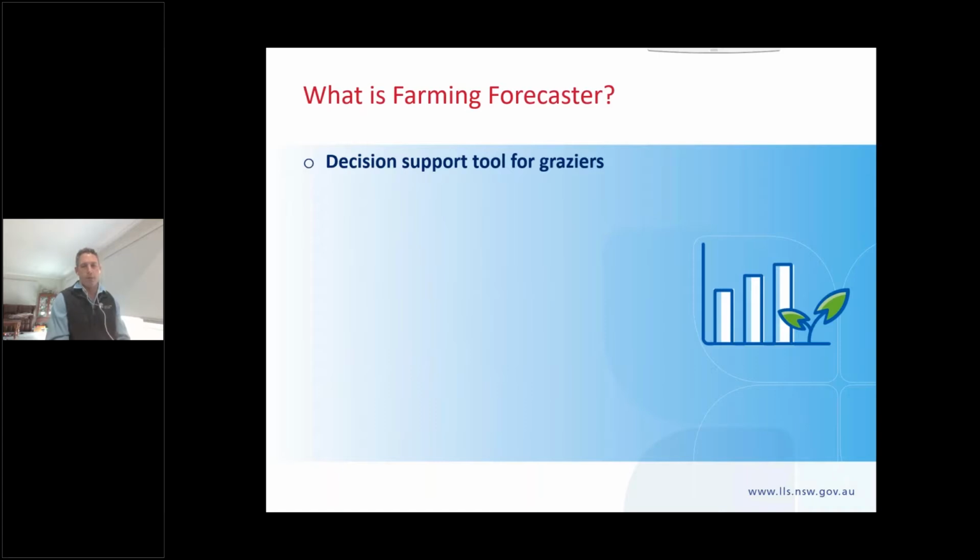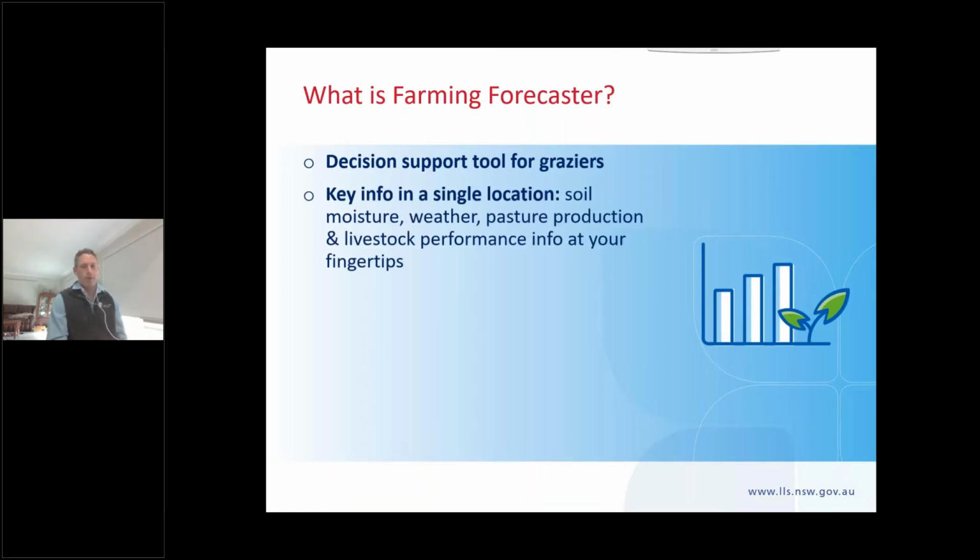So what is Farming Forecaster? It's specifically a decision support tool for graziers, and importantly, Farming Forecaster brings key information together in a single location: soil moisture, weather, pasture production, and livestock performance.